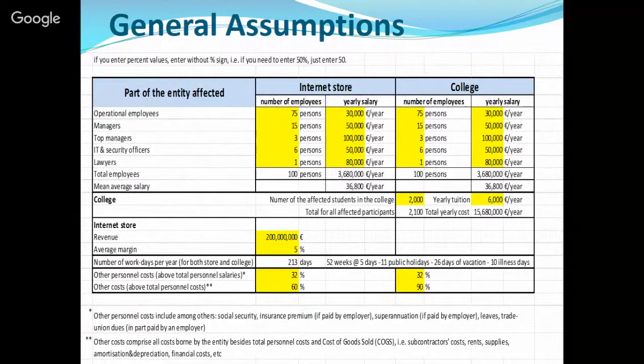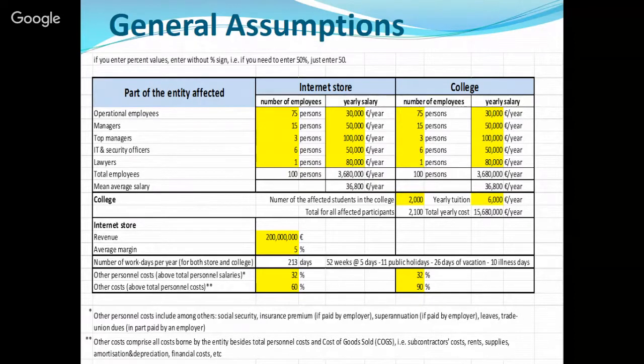This Excel sheet format shows how different parties are affected, especially employees during an attack, and their revenue and cost are calculated in two different columns, for the store and college separately. Here, first mentioned is personal cost of incident, among them the social security insurance premium, whether paid by employee or paid by employer, and leaves and trade union dues paid by employee. All are part of the personal cost.